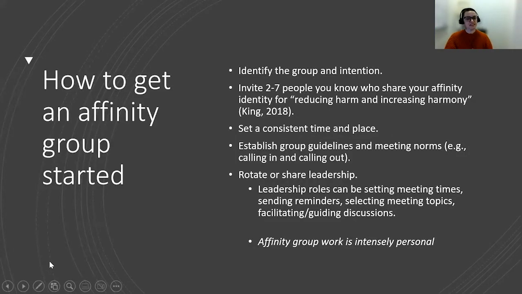All right, and now this slide describes how to get an affinity group started, and it has a couple of bullet points that I will read quickly. So you want to identify what the group is going to come around with and their intentions. So again, like an affinity group based on gender, or in the instance of Michele and I, we are involved in one that's based on our race and our intention. So in that, you want to invite 2 to 7 people who share that affinity and are the identity for reducing harm and increasing harmony, which I like. And I think that that's important to establish.